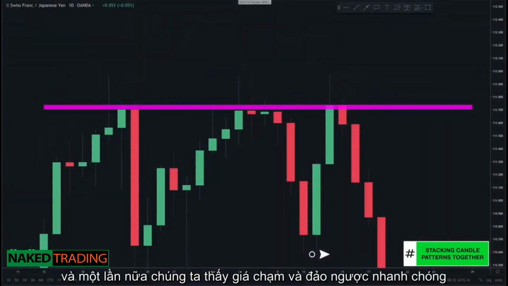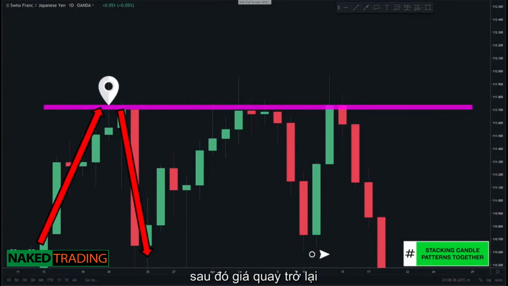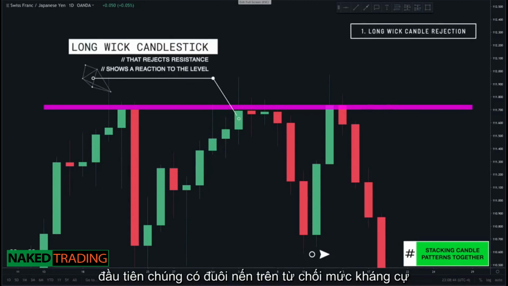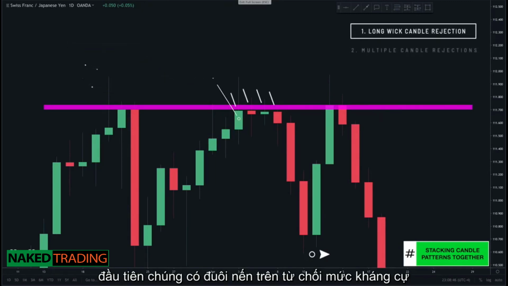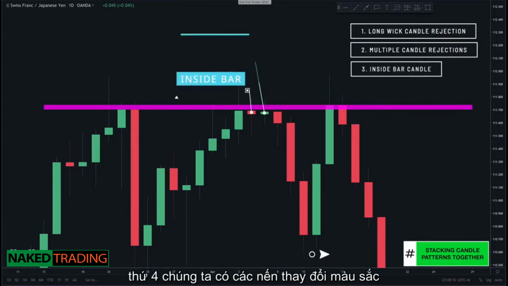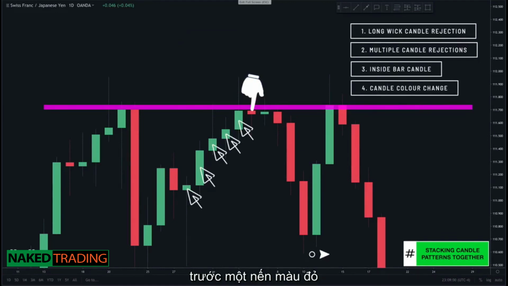Here's the Swiss yen. And again, price came up, hit, and reversed drastically, giving us a level of resistance. As price came back up to this level, we had multiple candlestick patterns form. First, a long wick candle rejection. Second, we had multiple additional candle rejections. Third, we had an inside bar, another inside bar. And fourth, a candle color change, as we had all green candles before a red candle appears.